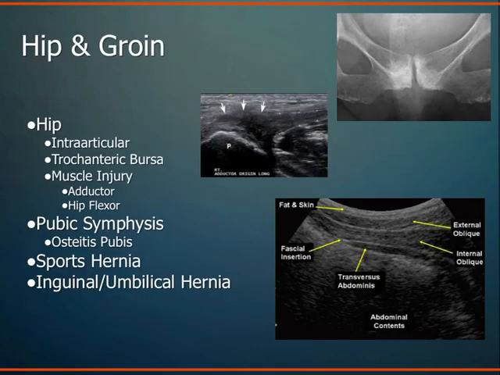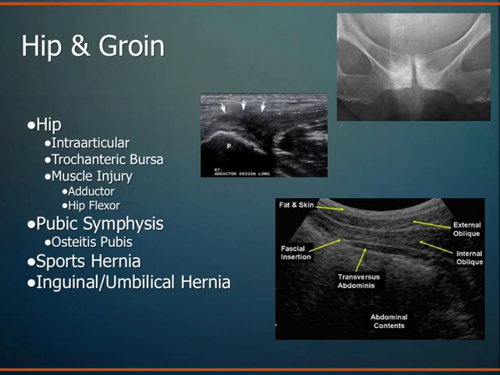The hip and groin is another area where ultrasound is being used more and more, especially in the sports arena, for intra-articular injections, again avoiding fluoroscopy and radiation exposure. And also the more superficial diagnoses, like trochanteric bursitis, which is one of the most common hip complaints that I see in the clinic.